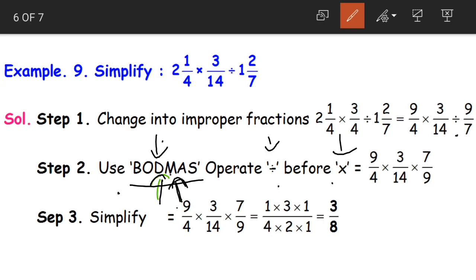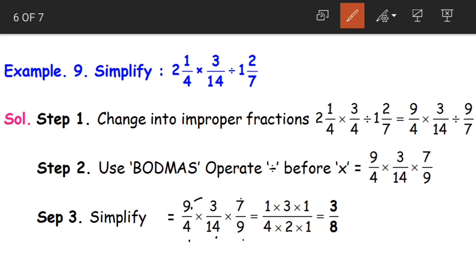Now in the question, we have divided by 9 by 7. So what do we do? We change the division symbol to the multiplication symbol and write the reciprocal of the divisor. 9 by 7 becomes 7 by 9. Now both the operators present in the equation are multiplication symbols only. So let us multiply them. 9 by 4 into 3 by 14 into 7 by 9.